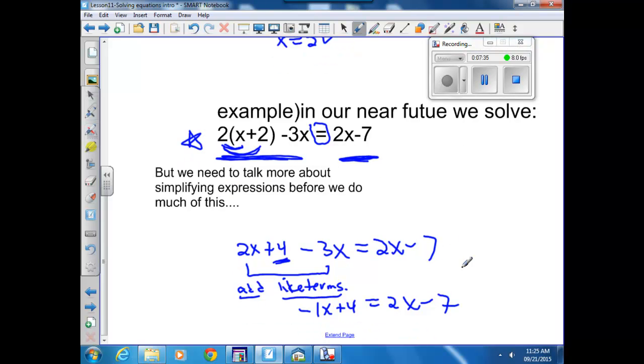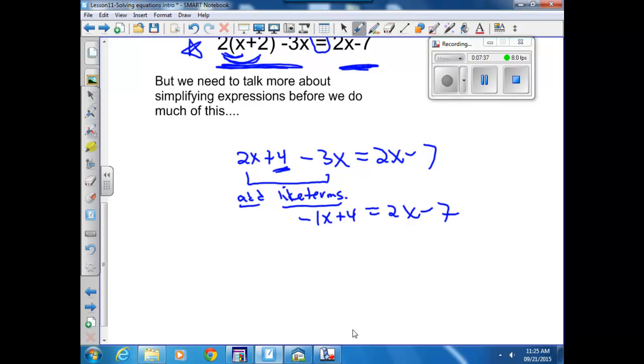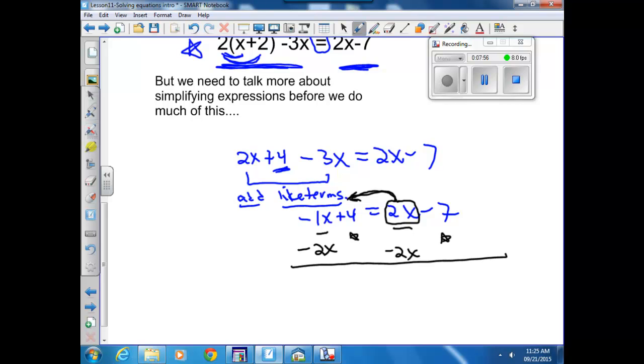When you arrive there, this is something we haven't done a lot with yet, but it's coming. Letters on the left, numbers on the right. You want to move letter, number, letter, number. Move your variable expressions to the left. It's good to get in the habit of that. Okay, so minus 2x, minus 2x. Then negative 1x minus 2x is negative 3x plus 4 equals negative 7.